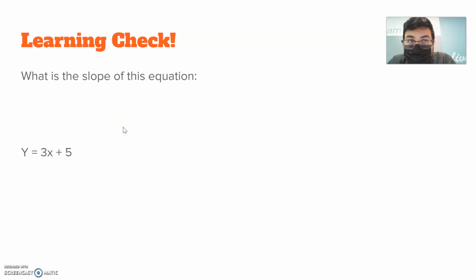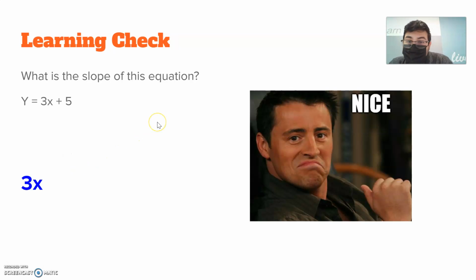Let's do a quick little learning check after knowing all of that. What is the slope of this equation? y equals 3x plus 5. Where would you find the slope and what is it? Take 3 seconds. 2, 1. It's 3. 3x. That's what the slope of this equation would be, all right?